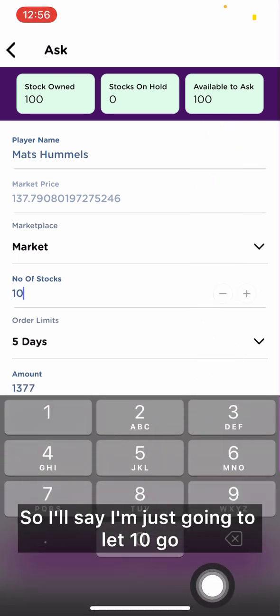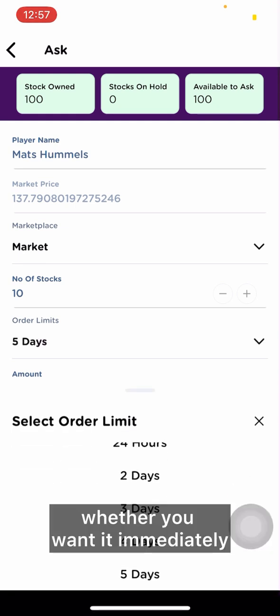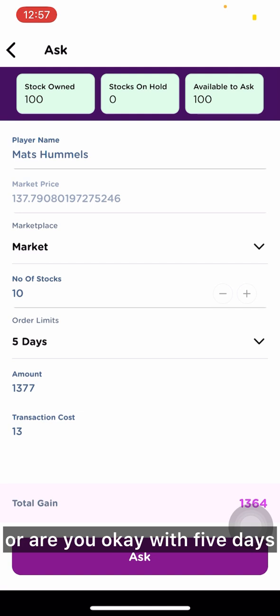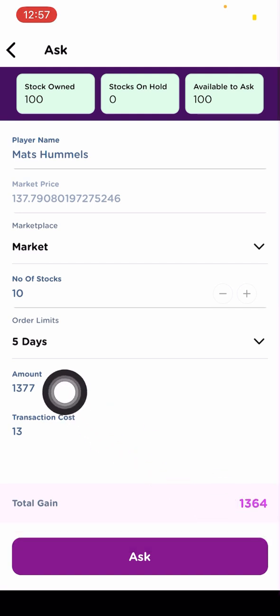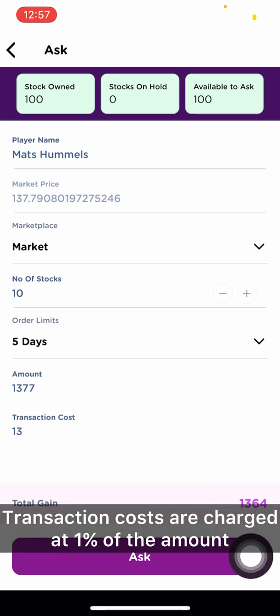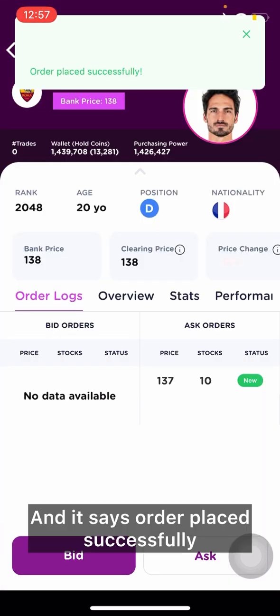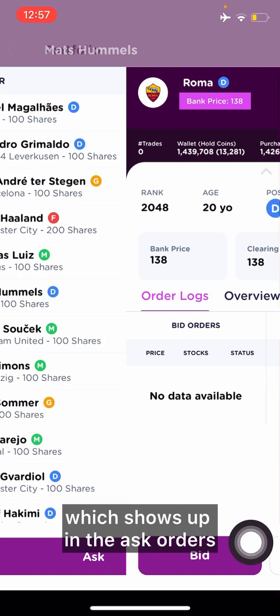So I'll say I'm just going to let 10 go, and then you can choose the order limit, whether you want it immediately or are you okay with 5 days. I'm okay with 5 days. It shows you the total gain, which is amount minus transaction cost. Transaction costs are charged at 1% of the amount, so that's why 13. And then I'm going to click ask, and it says order placed successfully, which shows up in the ask orders.